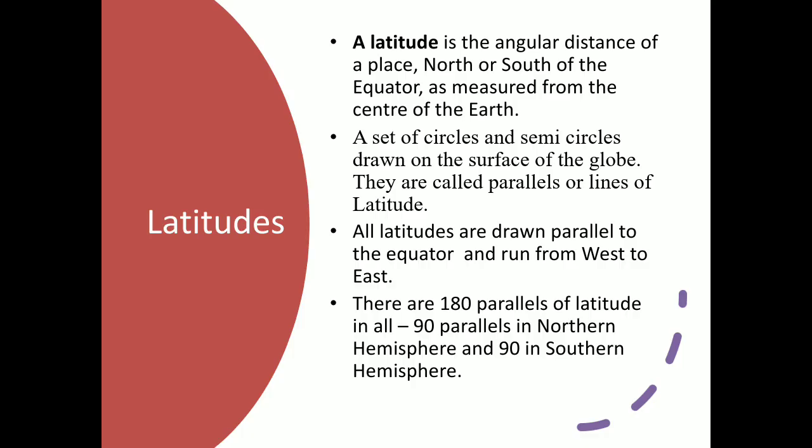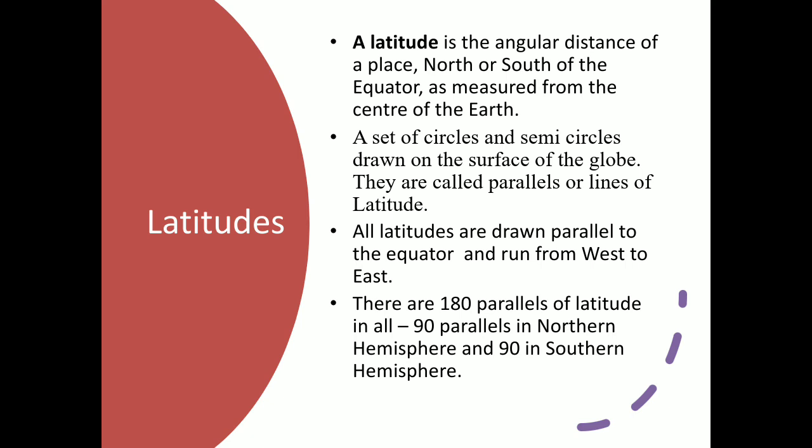Now let's know more about the other lines, like latitude. A latitude is the angular distance of a place north or south of the equator as measured from the center of the earth. So latitude always runs from north to south, and it is parallel, right? It never meets. A set of circles and semicircles drawn on the surface of the globe are called parallels or lines of latitude. They look like circles or semicircles, and they never meet, and they are known as the parallels or lines of latitude.